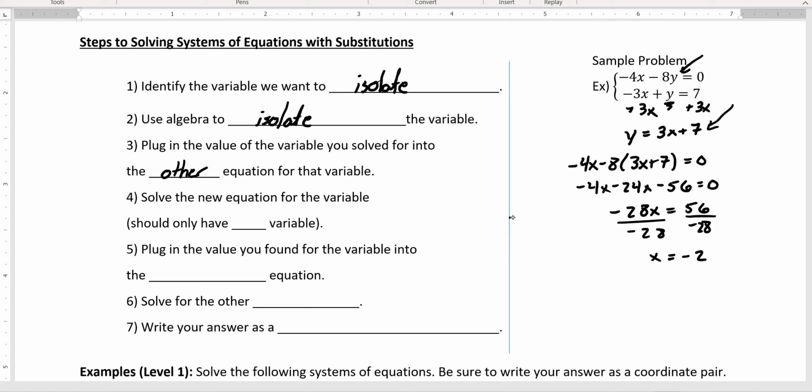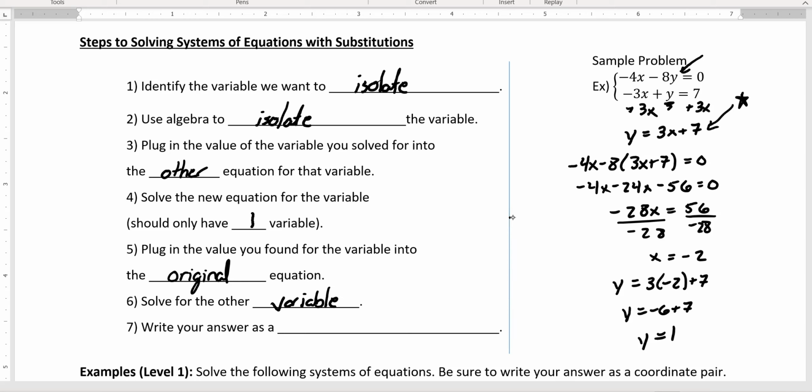So notice when we did that, we only had one variable that we needed to solve for, x. And we found that x equals negative 2. So now that I know x is negative 2, I'm going to plug the value I found for the variable back into the original equation. I also like to just use this equation here again, y equals 3x plus 7. So y equals 3 times negative 2 plus 7. So y is negative 6 plus 7. y equals 1. So we now solved for the other variable.